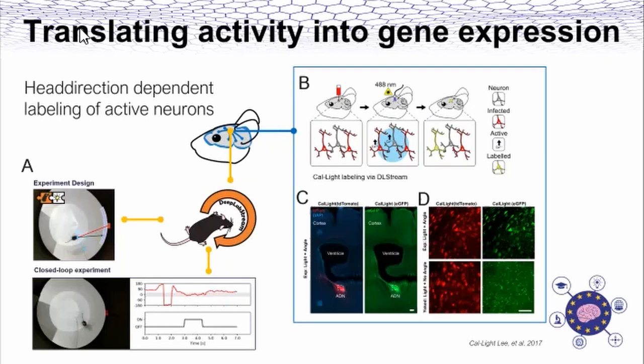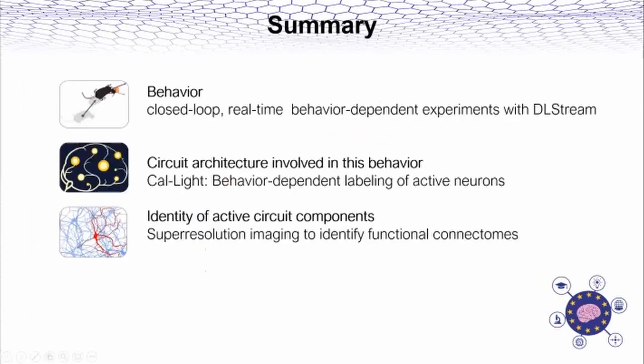So let me just quickly summarize, to get back to the points Martin made. First, behavior, meaning that we are now able to use closed-loop real-time behavior-dependent experiments, which is a huge step in the right direction. If we want to look at the neural activity during specific behaviors, we want to lock in these behavioral events and look at the connectome, or let's say the functional architecture that is connected to this. So look at the causal links between those two events happening on very different time scales.